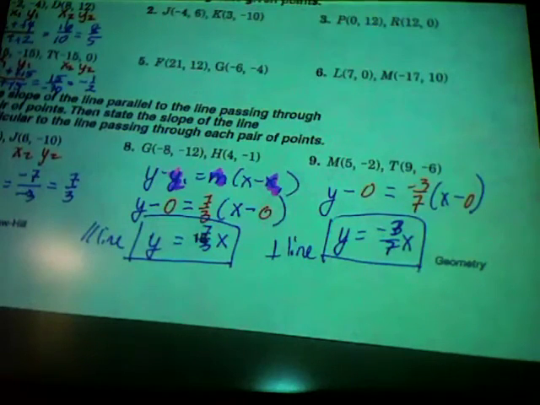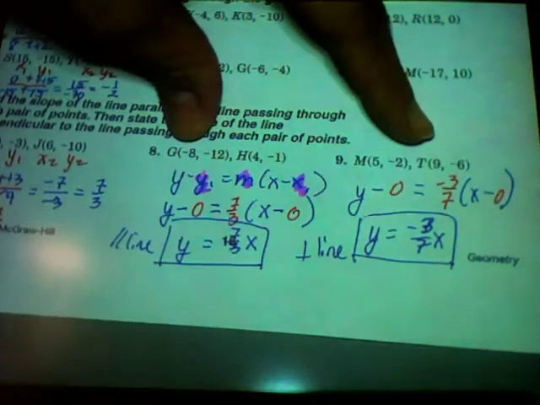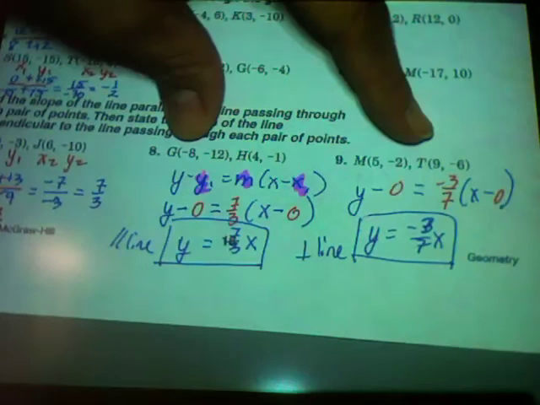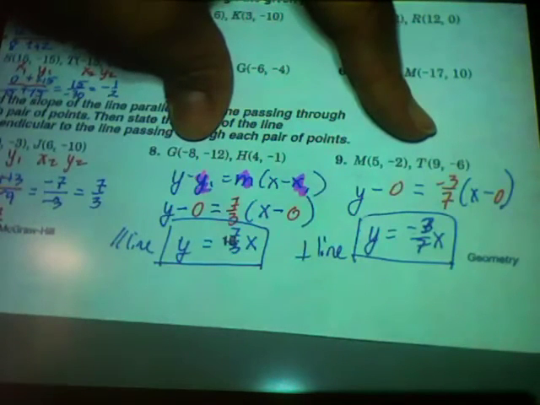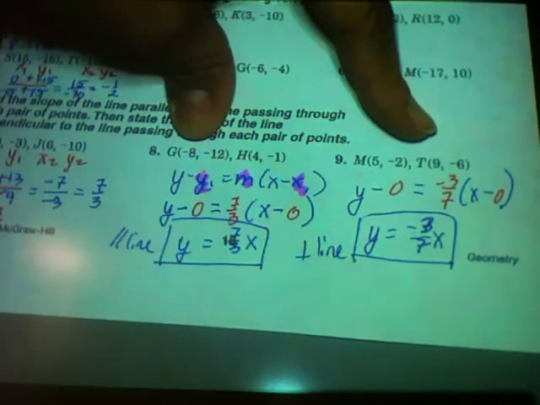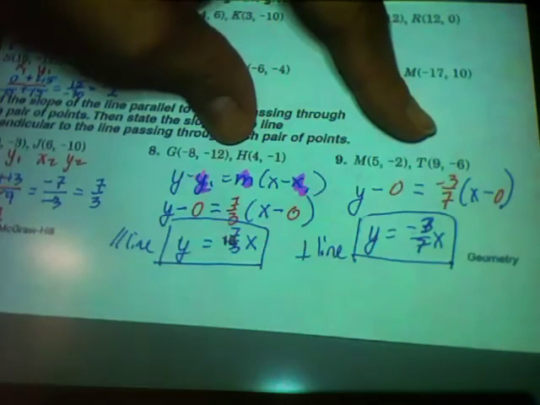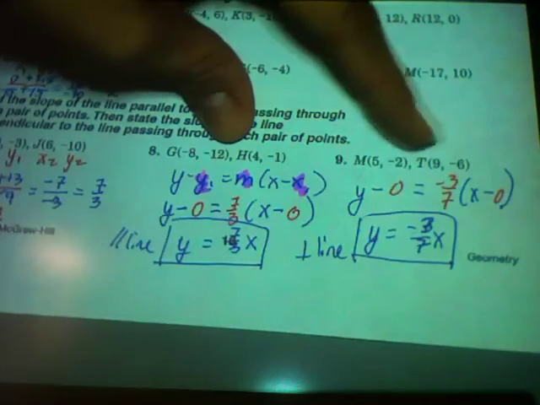Now, what if you were given 4 points and you had to decide if the lines going through those 4 points were parallel or perpendicular? What would you have to do? Let's say that I gave you these 4 points right here, and I said, I want you to tell me if GH and MT are parallel or perpendicular to each other. How would you determine that? What do you have to know to determine parallel and perpendicular? Slope. So wouldn't you find the slope of these 2 points, find the slope of those 2 points and compare them?